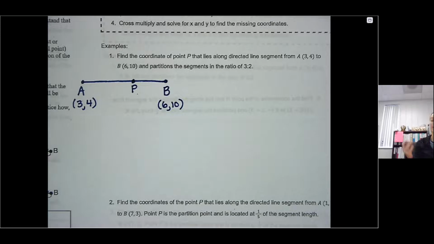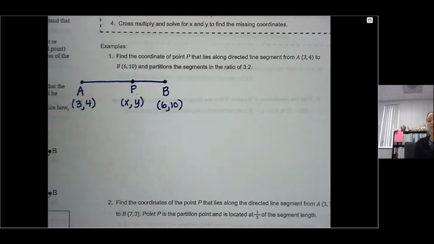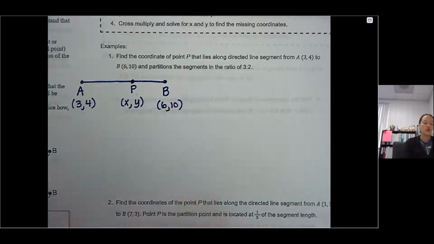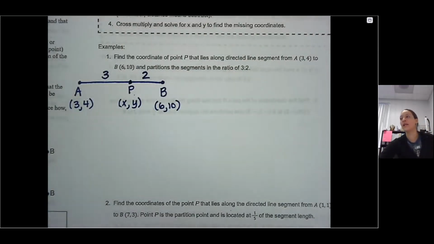And I don't know the coordinates of it, so I'm just going to write x and y because I don't know what those pieces are yet. I don't know what those coordinates are. Okay, if your problem is given to you as a ratio, do you need to rewrite it? Is it a ratio or a fraction? What did I give you? I gave you a ratio, so you're good to go. You don't have to change anything. So the ratio is 3 to 2, and I put it right above my picture here. There's my ratio, 3 to 2.